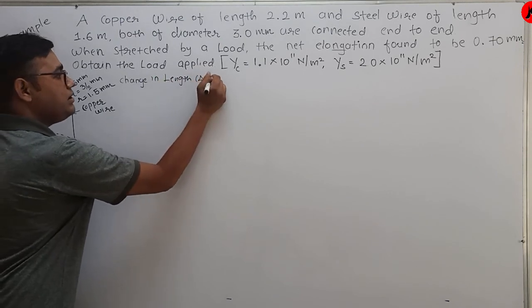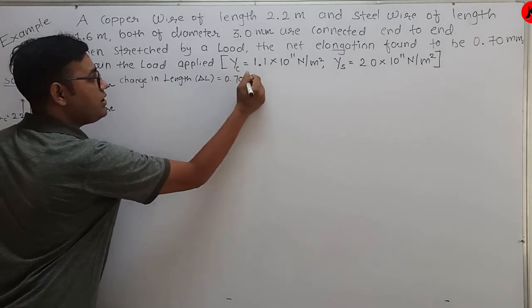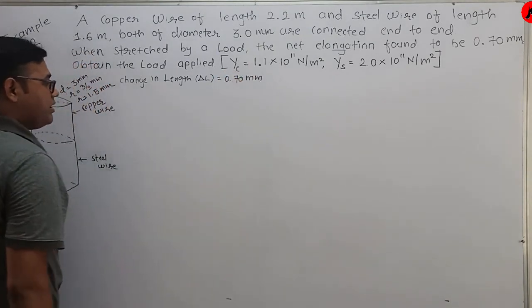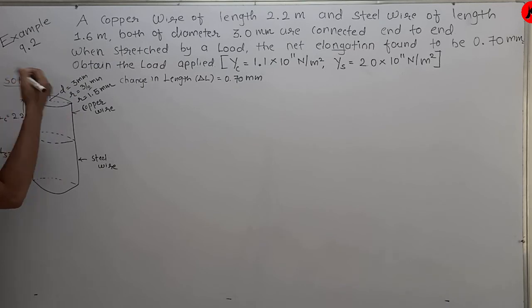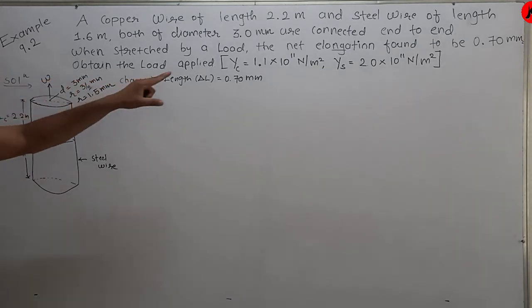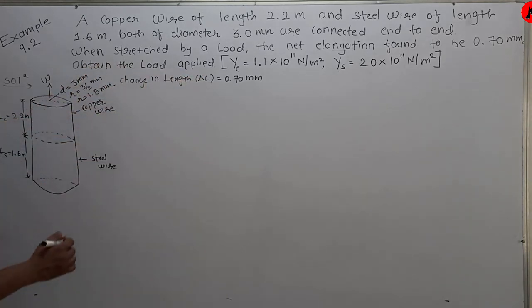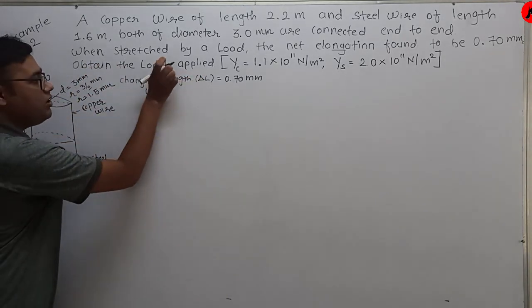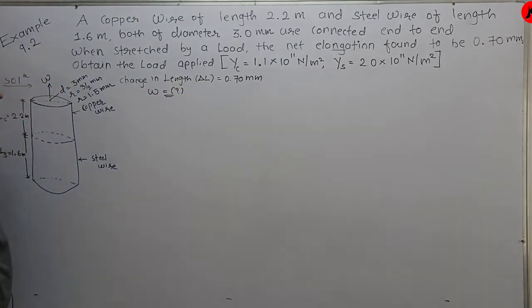Delta L is given, delta L is 0.70 mm, right? When stretched by a load, which means if we have stretched by applying the force, or you can say applying the load, we can define it by the symbol W. The net elongation is 0.70 mm, obtain the load applied. So what we need to calculate? The value of W here we need to calculate, right?